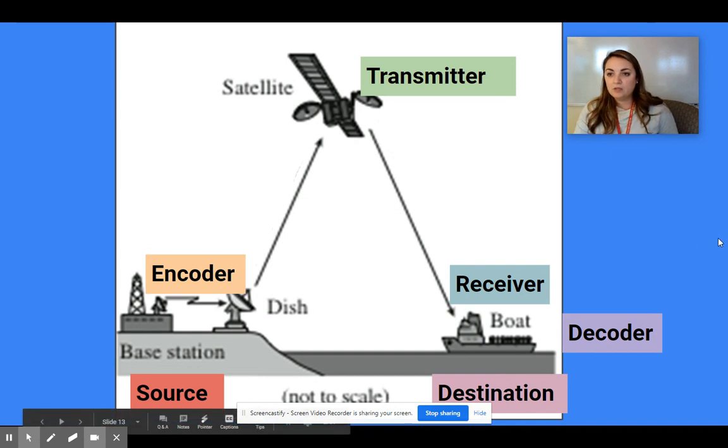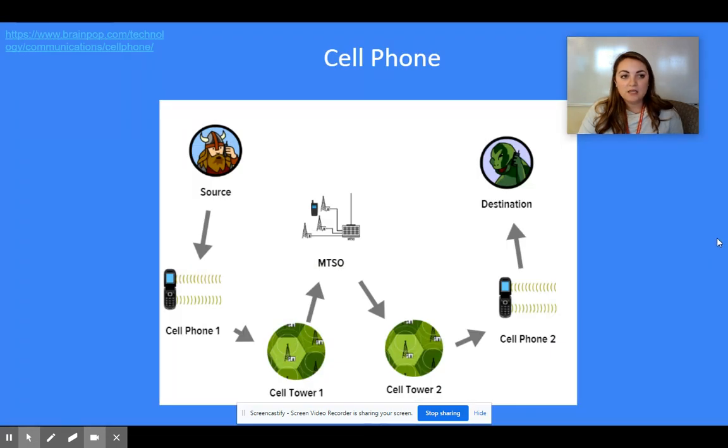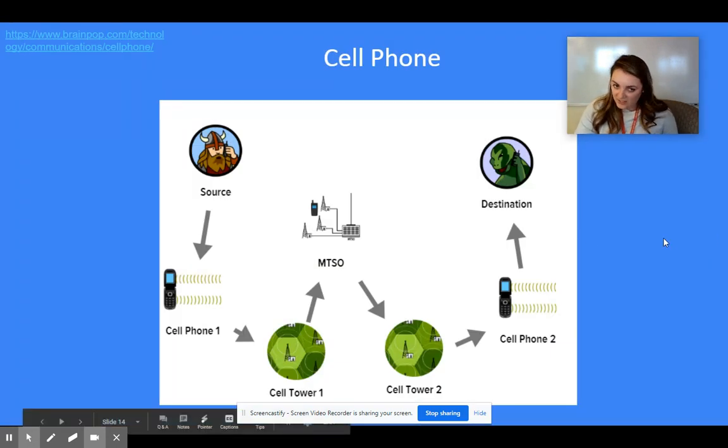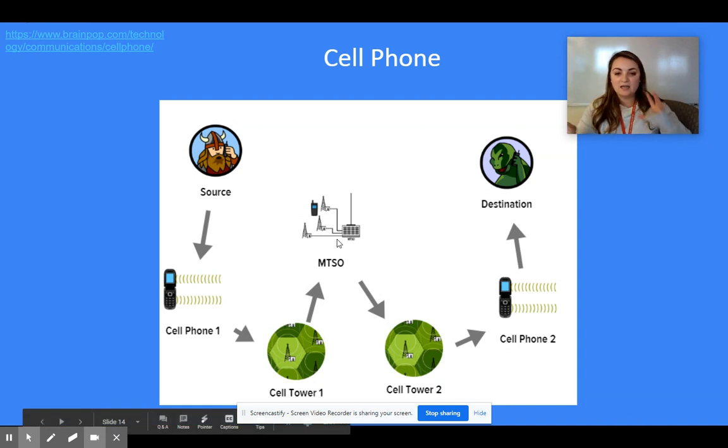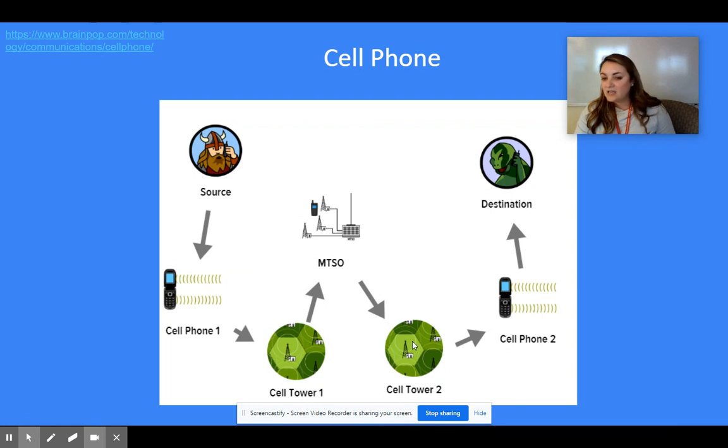If we look at a couple other examples, we can talk about a cell phone. In a cell phone conversation, we have the source. Cell phone number 1 is going to encode the person's voice. Then we go through this series, like we said, of transmitting and receiving between cell tower and the MTSO, which is the place that decides which cell tower it needs to go to. Cell tower number 2, transmitted and received. And then it goes to cell phone number 2, transmitted and received by cell phone number 2. Cell phone number 2 decodes the message, turns it back into an understandable language that we can hear, and it reaches the destination, the person who is calling.